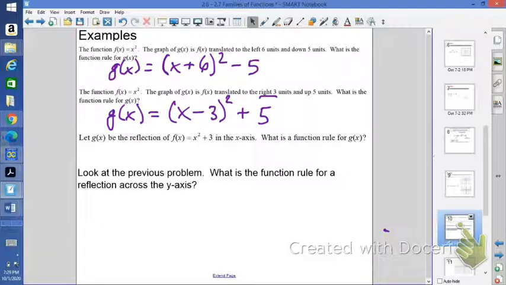Let g of x be the reflection of f of x, equaling x squared plus 3, in the x-axis. What's the function rule for g of x? Remember for reflections that the number out front is negative. So we want to have a negative out in front. What we're going to have to do is multiply the entire function by a negative.